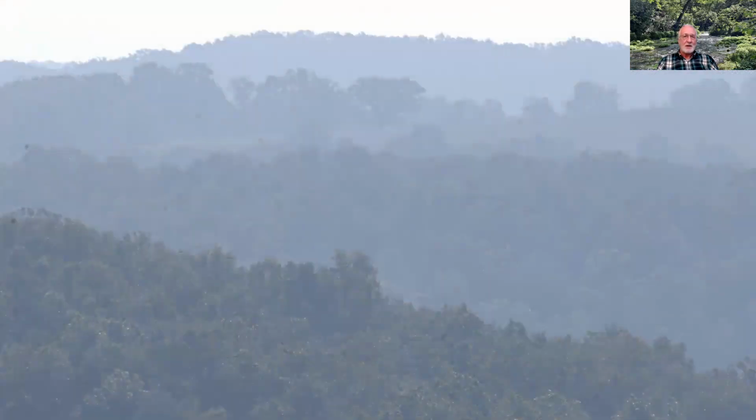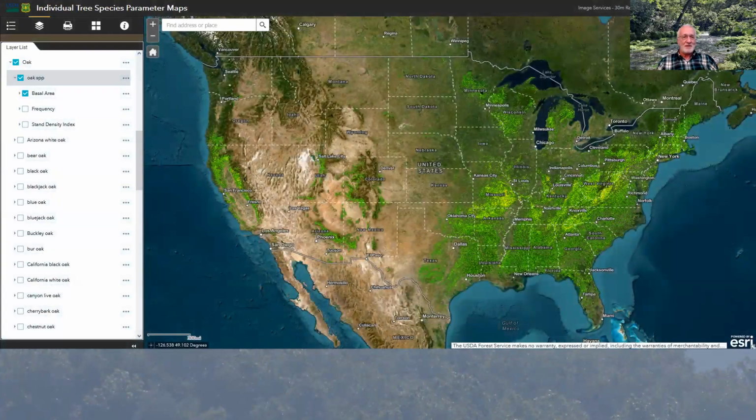But what are we talking about when we say oaks? There is a database out that you can search yourself called the Individual Tree Species Parameter Maps. It's maintained by the U.S. Forest Service in cooperation with the folks at Esri. So when I call up and ask, show me the prevalence of oaks nationwide, all species of oaks, you can see, of course, it's basically an Eastern United States phenomenon. We do have some out in the Imperial Valley there in California.